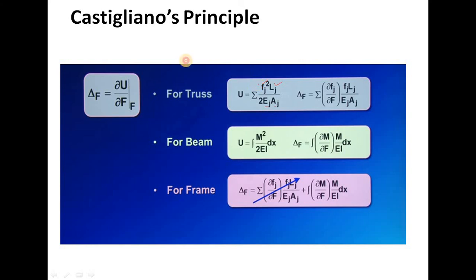And when I substitute this in this equation, when I try to partially differentiate this with respect to F at F, I will arrive at this kind of an equation. And for a beam, the strain energy is integration of M squared by 2EI into dx. When I put in this equation and partially differentiate with respect to F, I will arrive at this equation. And for frames also, the same equation you can apply.